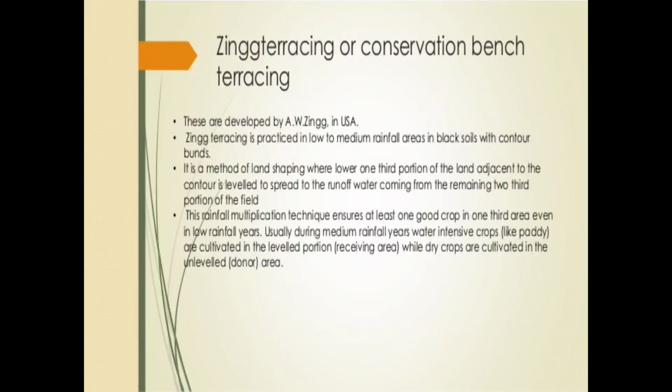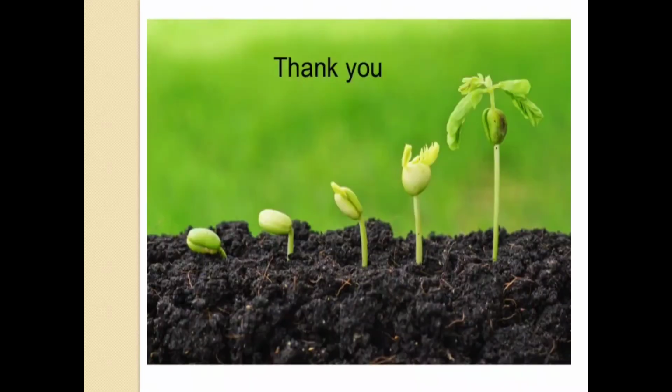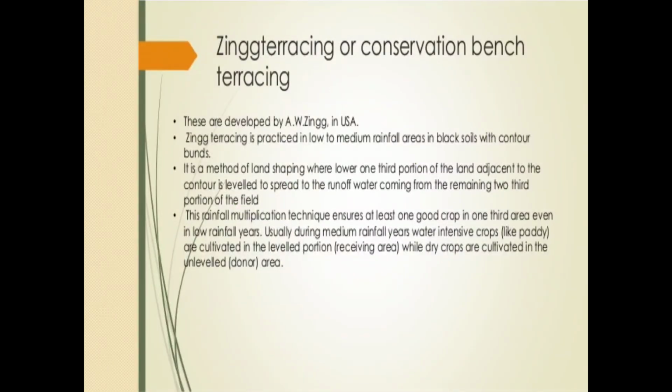Then usually during the medium rainfall year, water intensive crops like paddy are cultivated in the level portion. By the adoption of the zing terracing, there is the possibility of taking the paddy crop even in those years that receive medium rainfall. While the dry crops are cultivated in the unleveled area, that means those crops which require low rainfall, in that area the dry crops are cultivated where the land is not leveled.